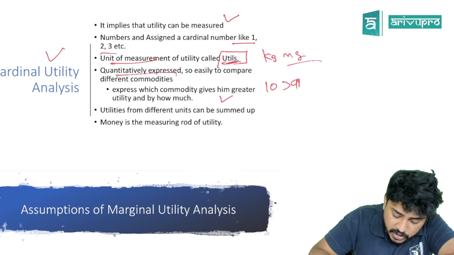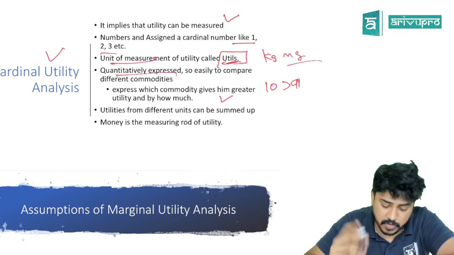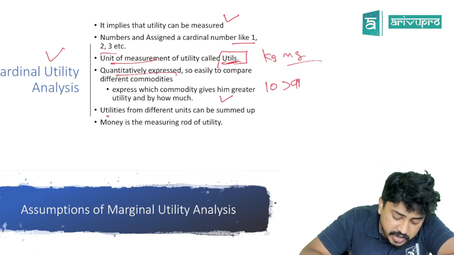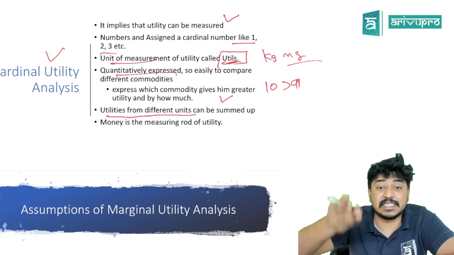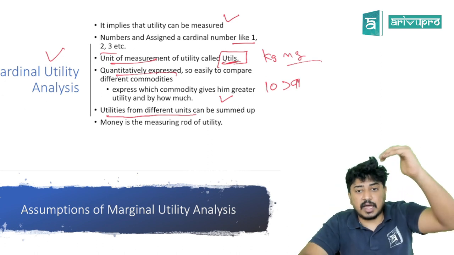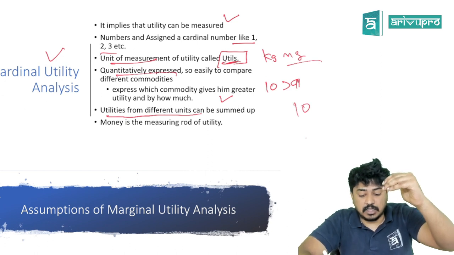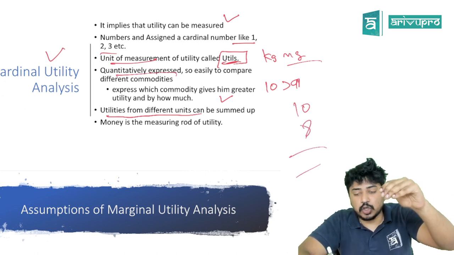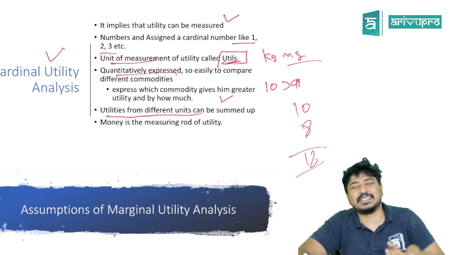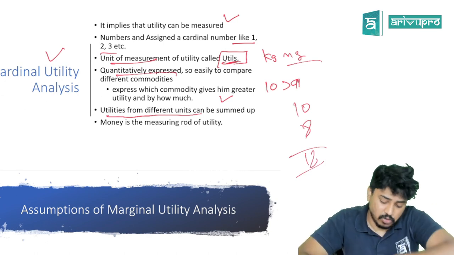You can express which commodity gives a higher utility and by how much. And utilities from different units can be summed up. What does that mean? You can add. From one product I am getting 10, from another product I am getting 8. So what is the total utility? 18. I can sum it up. That is what they are trying to say.